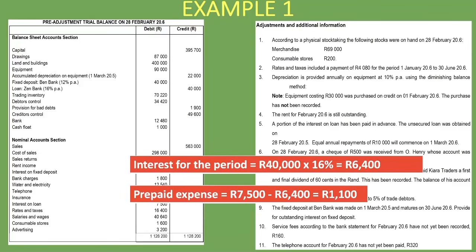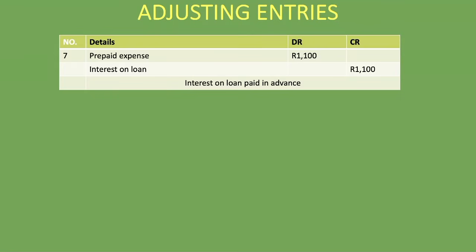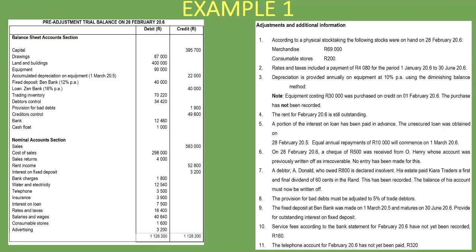So if you've paid for an expense in advance, that's what is called prepaid expense. And we've done this one before. So whenever you have prepaid expense, you debit it and then you credit the actual expense to reverse it, because this 1,100, we have not incurred it yet. So it's not an expense for us yet. So we debit prepaid expense and we credit interest on loan 1,100 Rand. And we put the narration here, interest on loan paid in advance. All right, I hope that has made sense. So we'll go back here and we'll look at the next one.